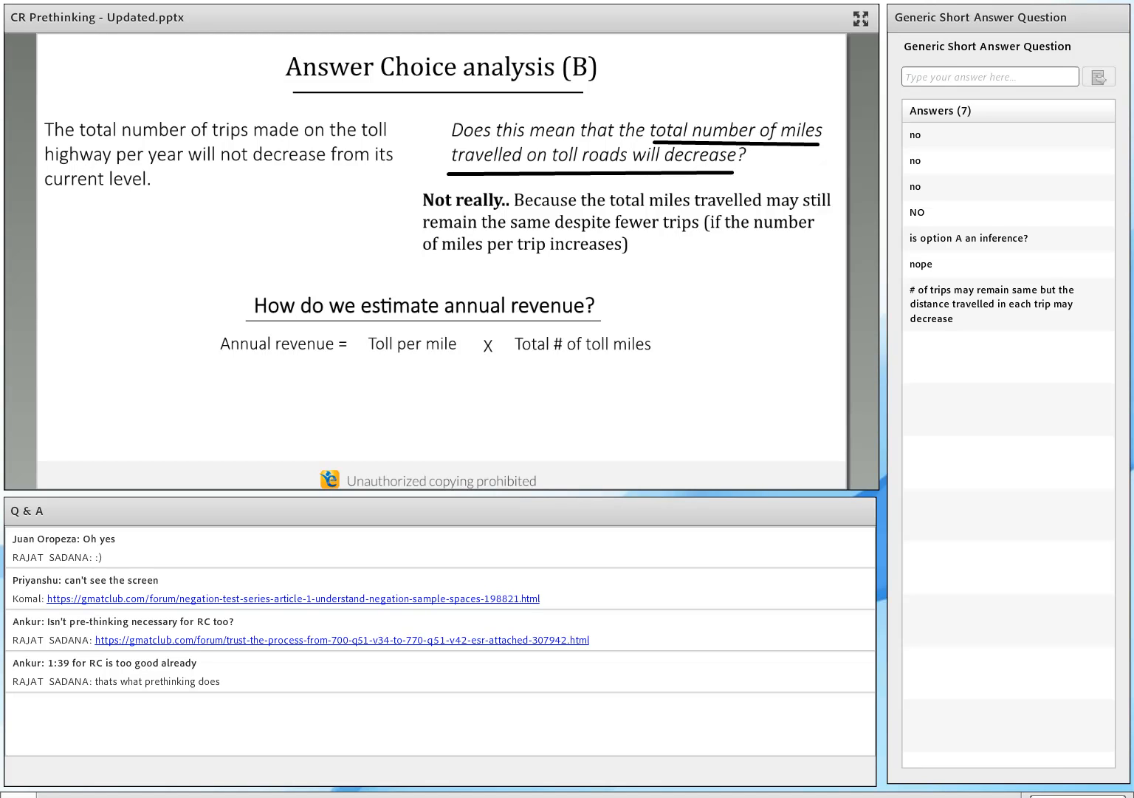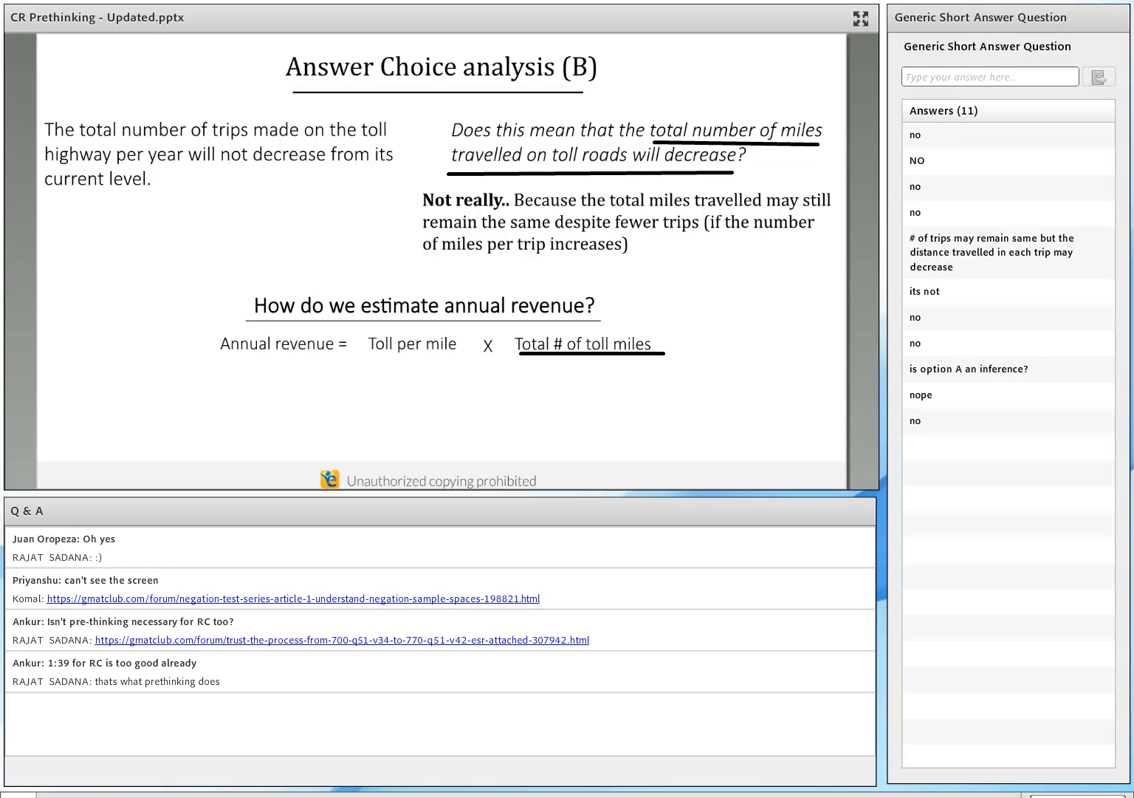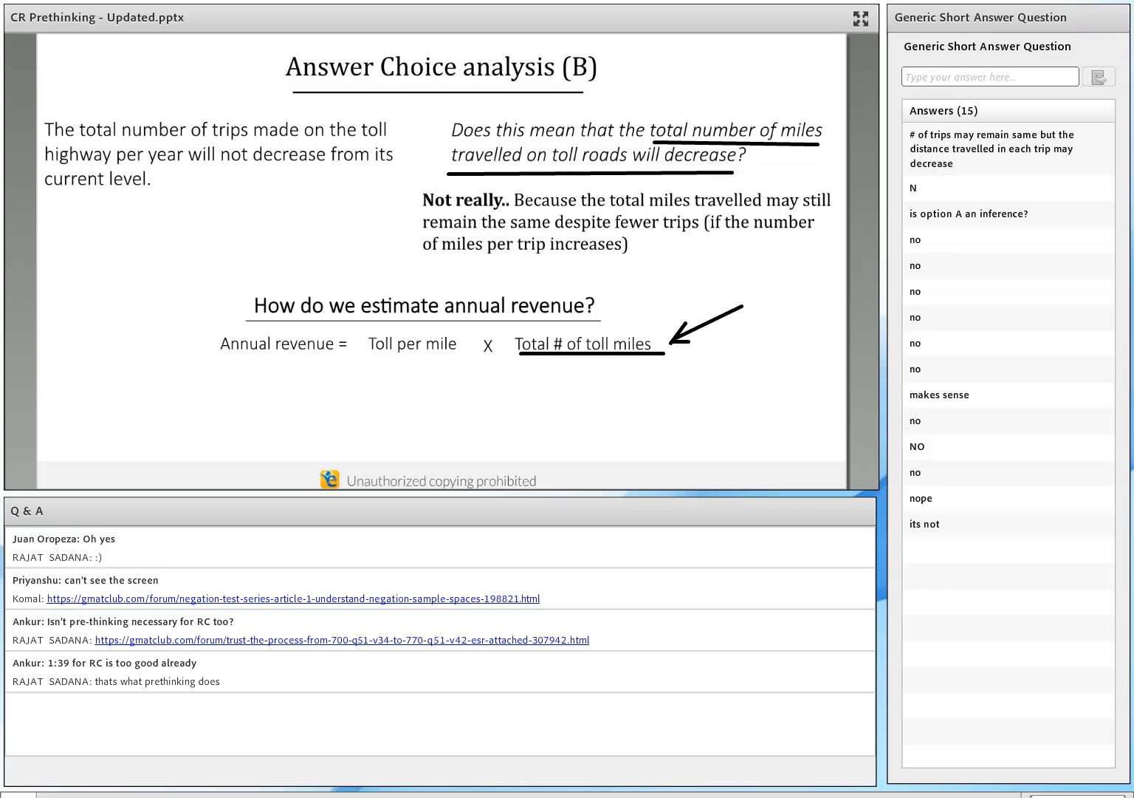Is that a must be true? Because remember, what was our must be true over here? No, it is not a must be true. Okay, and as I said, if you understand that definition of an assumption, you'd be able to answer each and every question.